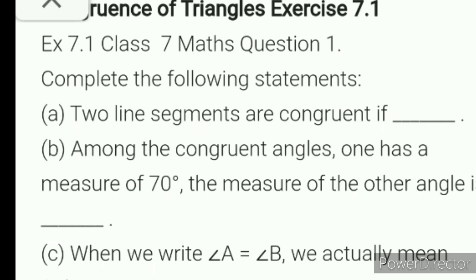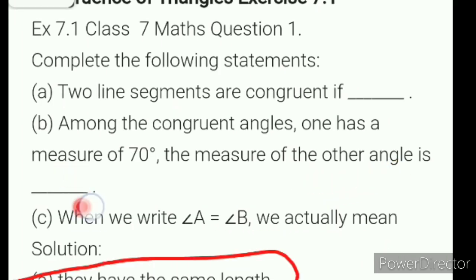Complete the following statements. Two line segments are congruent if dash. They have the same length. Answer for the first one. If two line segments are congruent, they should have the same measure. Second one, among the congruent angles, one has a measure of 70 degrees. The measure of the other angle is dash. How much? 70 degrees, because they are congruent angles. The measure should be the same, equal. Therefore, if one angle is 70 degrees, the other one is also 70 degrees.